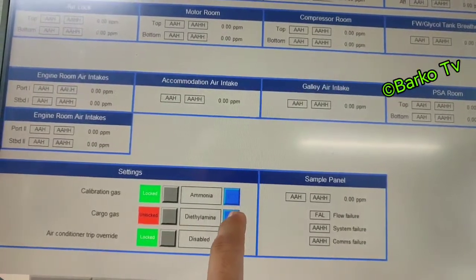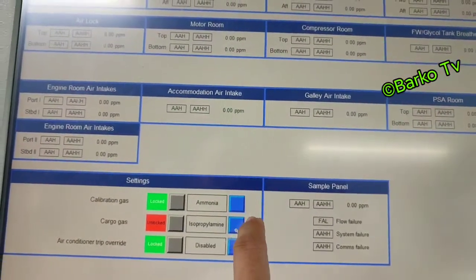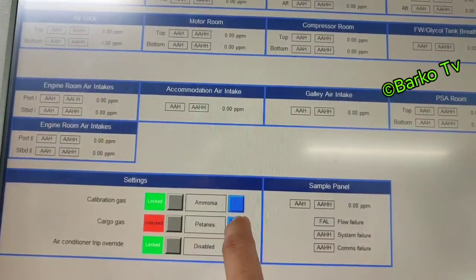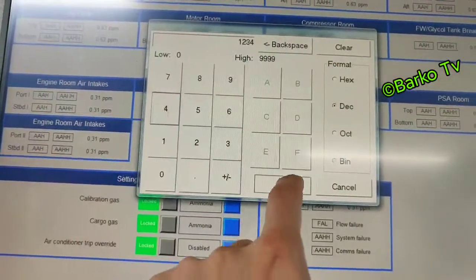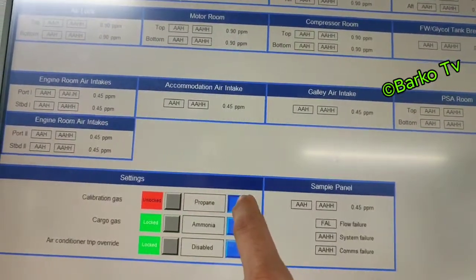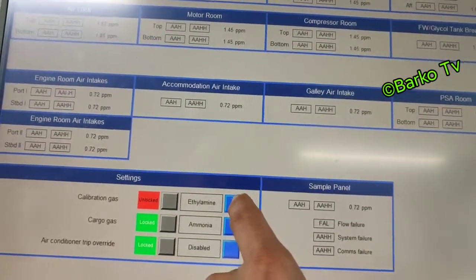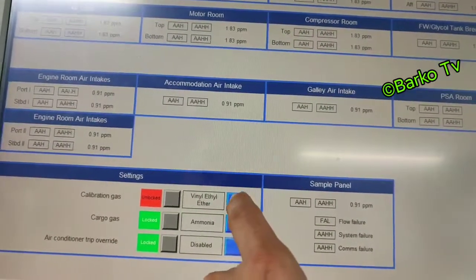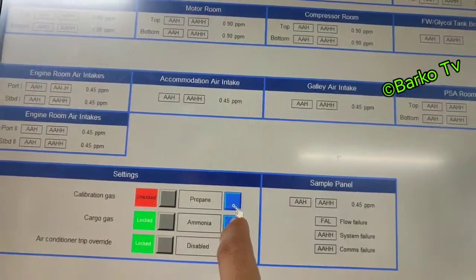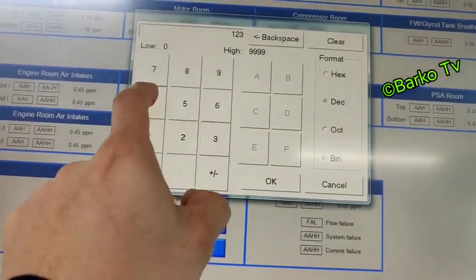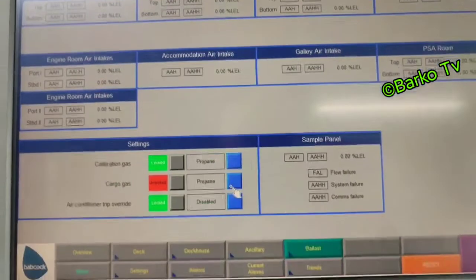Okay. Right now you can start. The reading at the top of the sample is converted to ppm. It depends upon the gas that you set. Ammonia is ppm. We need to put it back to propane because our cargo is propane. Okay, propane, and then cargo gas is propane. That's it. The unit is LEL.